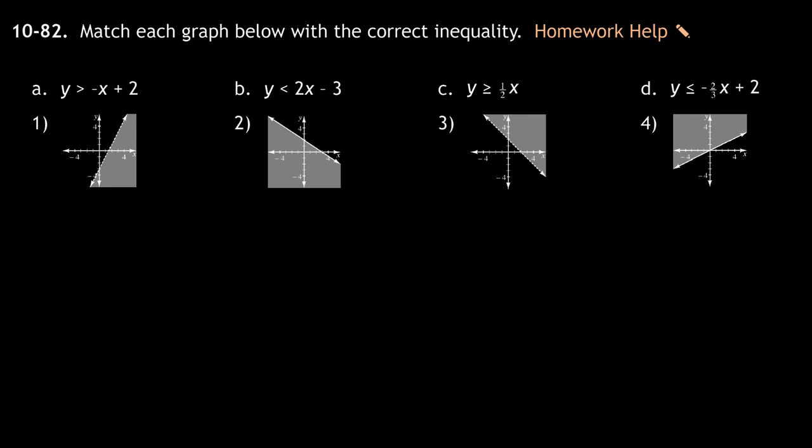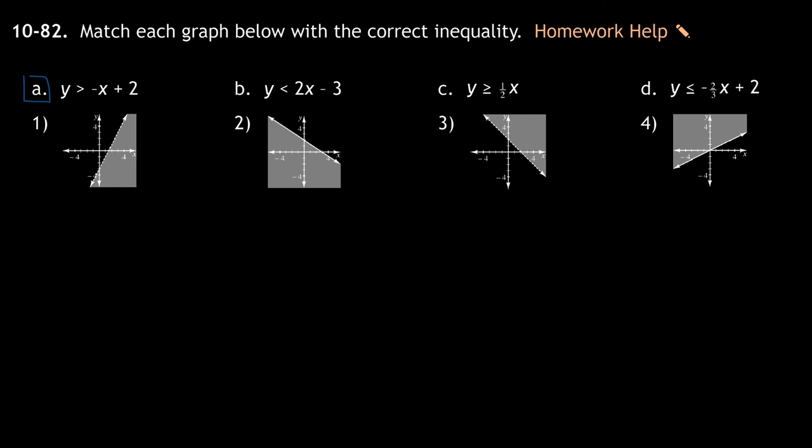Match each graph below with the correct inequality. Okay, so this first one, I'm going to look at A, and then I'm going to decide which one A goes with. So as I look at A, I know that it has a slope of -1.